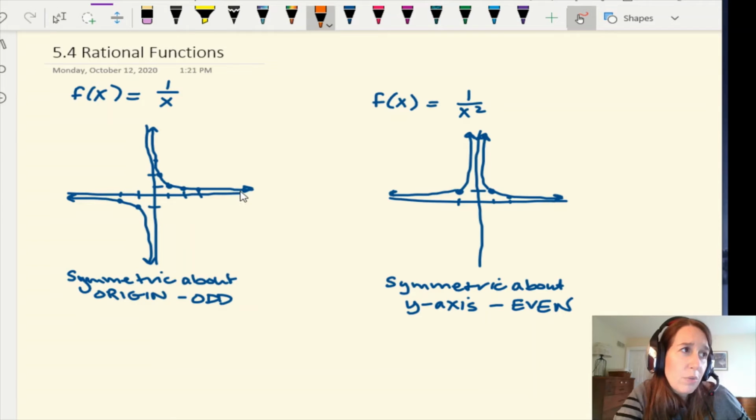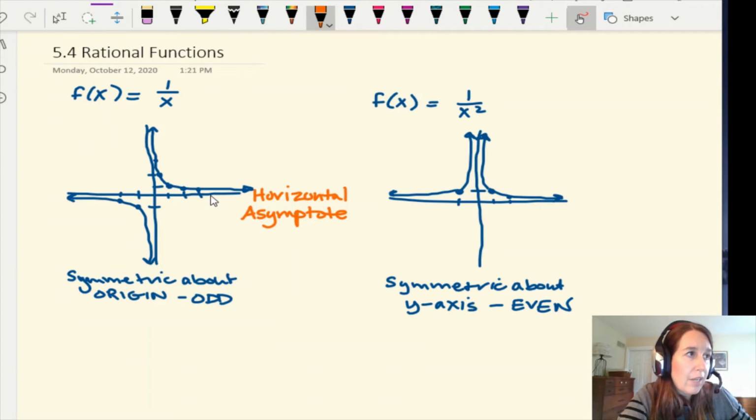Okay. Now, a couple things about these graphs that we need to notice. We talked about how this was getting closer and closer to 0, but not crossing it. That is called a horizontal asymptote. Okay, so note the spelling of asymptote. It's a pretty funny word there, but a horizontal asymptote is a horizontal line that the graph gets closer and closer to, but does not cross. Okay, so we can see that the horizontal asymptote on this graph is y equals 0.